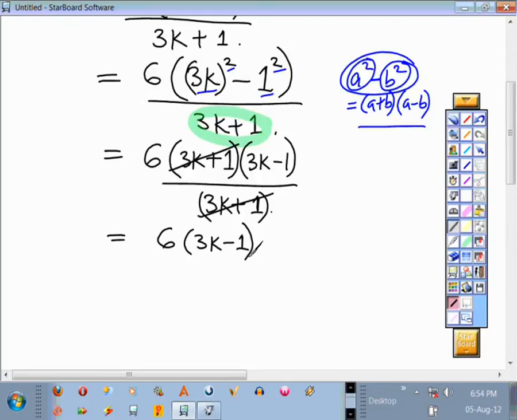However, we may as well write this as 18k minus 6 if we so choose to open the bracket. So any of these could be our final solution.